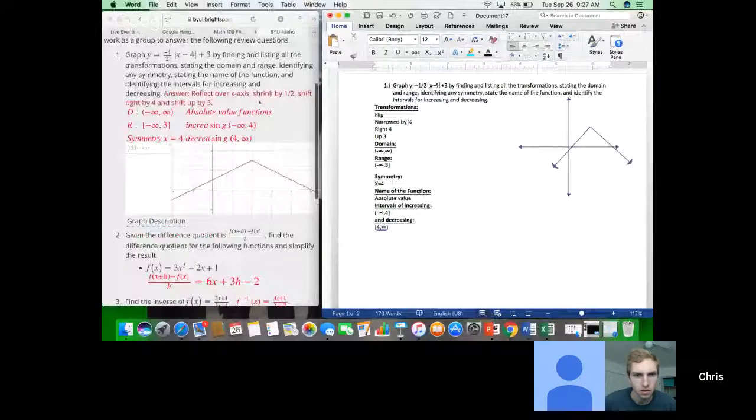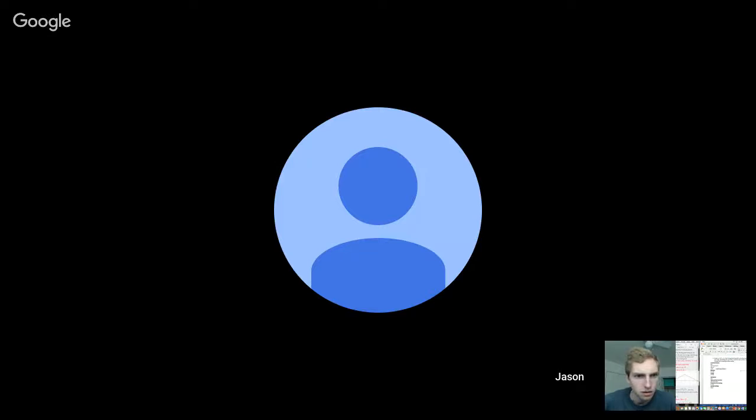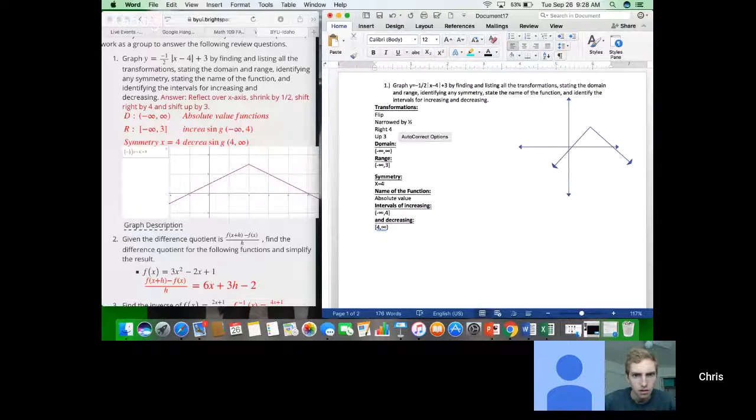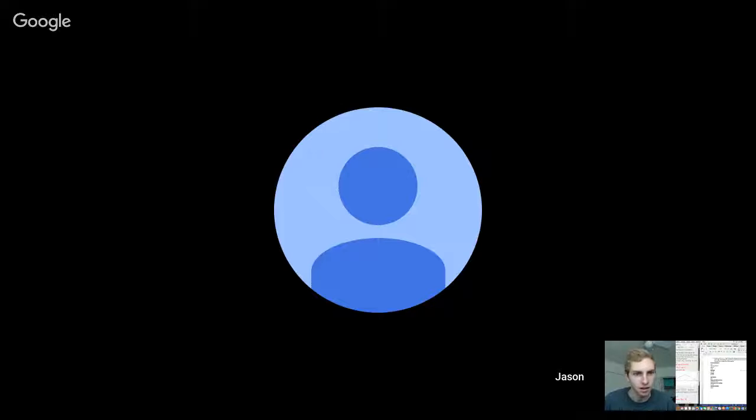So reflect, flip, same thing. Shrunk by 1/2, narrowed by 1/2. Shift right, up 3. Yep. Domain. Yep. Absolute value function. Why is there a range? Why does it have the negative infinity in a bracket? I think they messed up, because you can never include negative infinity in something. Yeah, they include negative infinity.